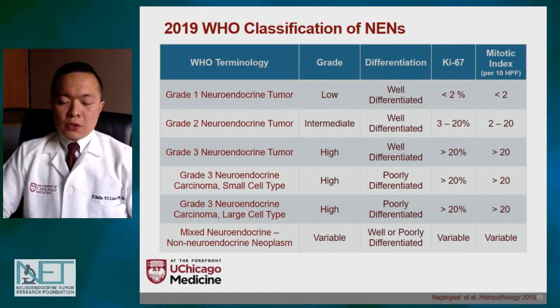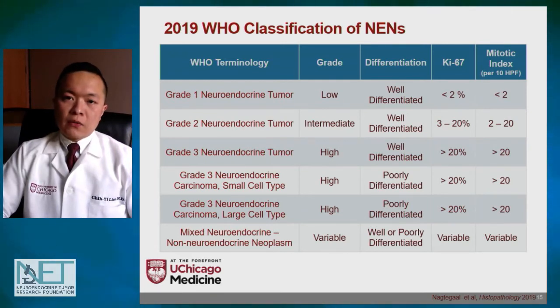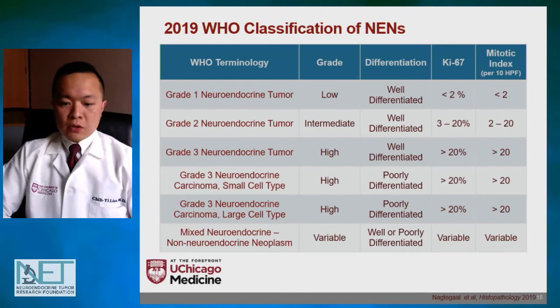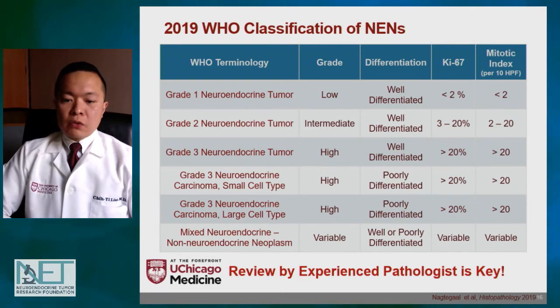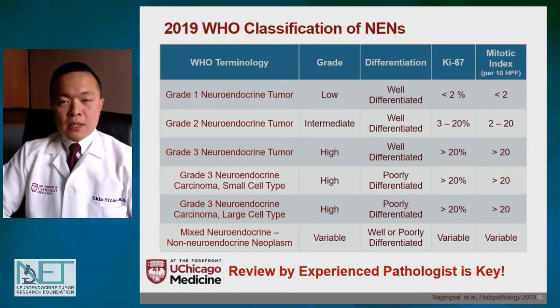Because you see that there's such a complicated classification system with so many different nuances, and there's some degree of subjectivity to classifying neuroendocrine tumors depending on how the cells look under a microscope, every patient with a neuroendocrine tumor needs to have their pathology reviewed by an experienced pathologist to make sure that they have the right diagnosis, because this can have very important treatment implications.